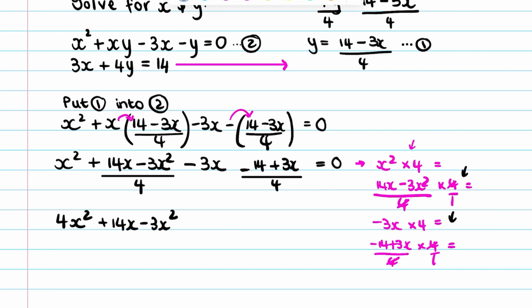Then we times our negative 3x with 4, and that's going to give us minus 12x. And then this last one we multiplied by 4, but because our 4 is cancelled out, we are merely left with minus 14 plus 3x equals to 0. So now do you see we have all whole numbers, we don't have any fractions. It's going to be so much easier to simplify at this point.